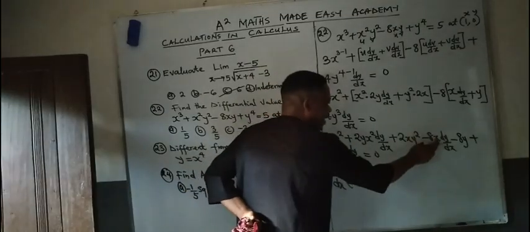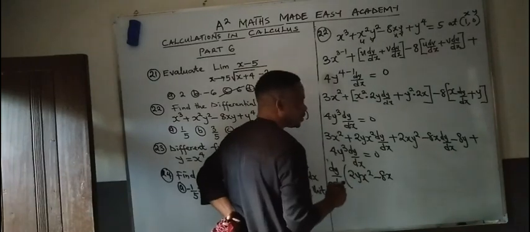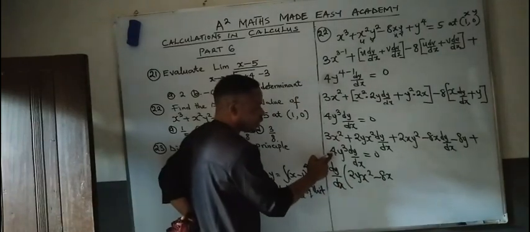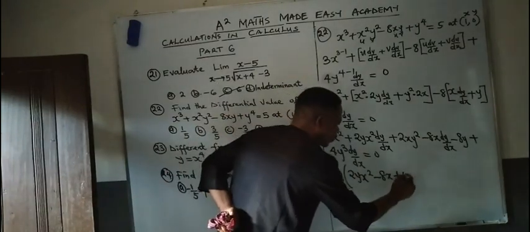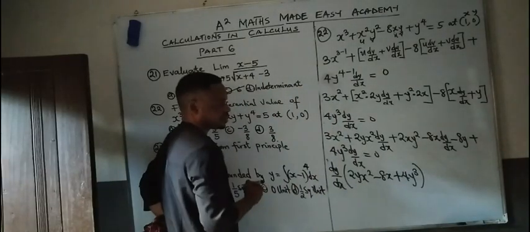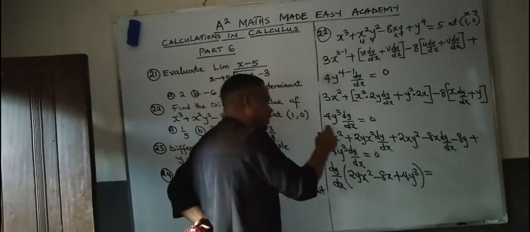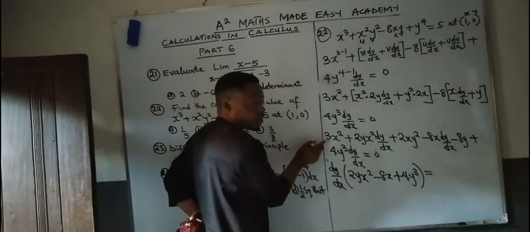Then there is dy dx here. What do you think that is remaining? Minus 8 what? X. Then there is dy dx here. What do you think that is remaining? Plus what? 4y raised to the power of 3. Close the what? Bracket. Then to the right, all the ones that has no dy dx, take it to the right. Let's start with this one.